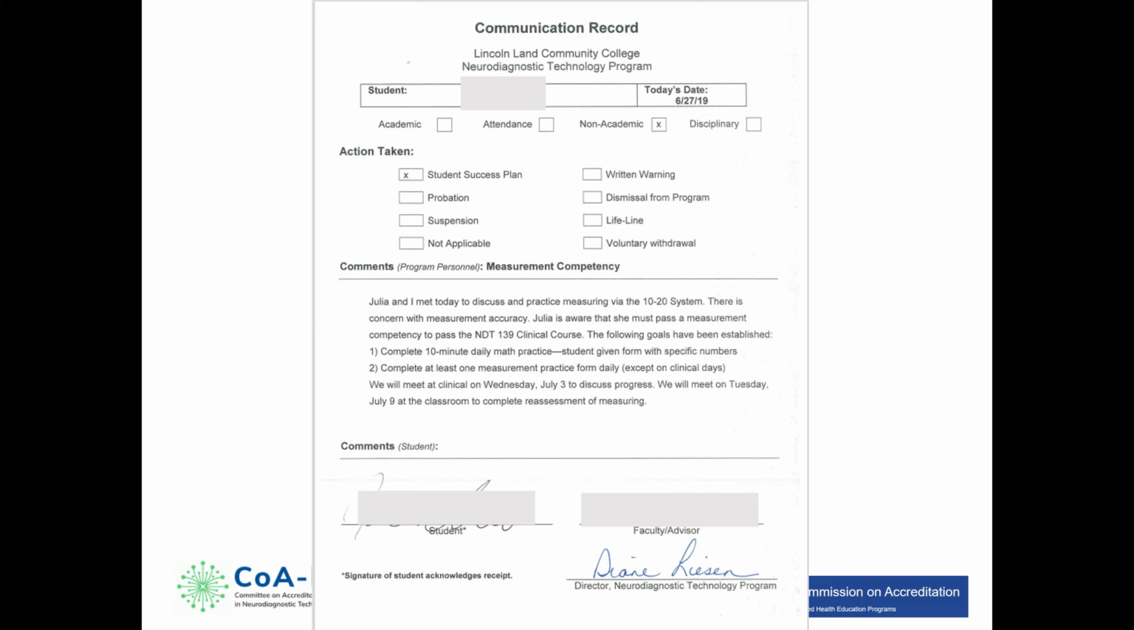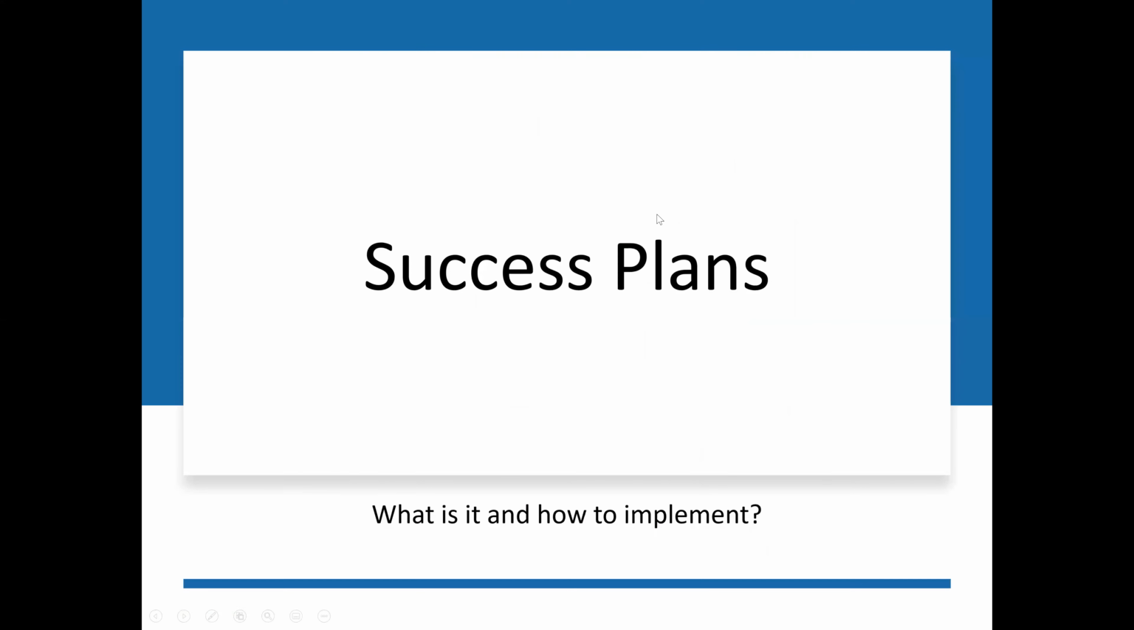Okay. All right, so success plans. Before we start going through the success plans, what are success plans? How do you implement them? Well, success plans are a way to provide a path for students to be able to succeed. It helps us as educators determine why the students aren't being successful. Is it academics? Is it something else that's going on? And then we try to develop a plan, what can be done for the students to be able to demonstrate that they're being successful.